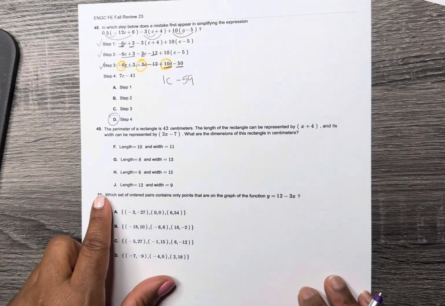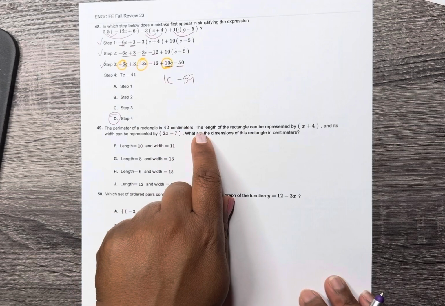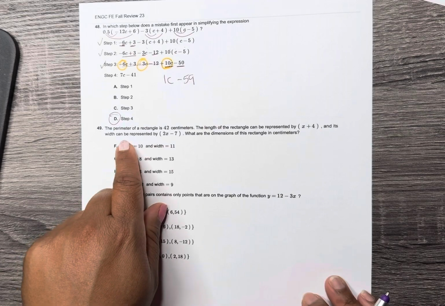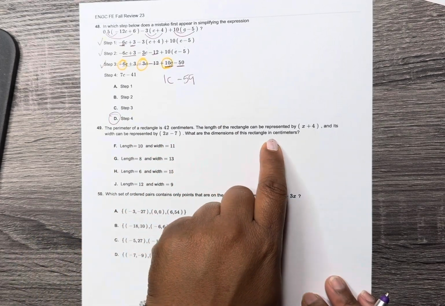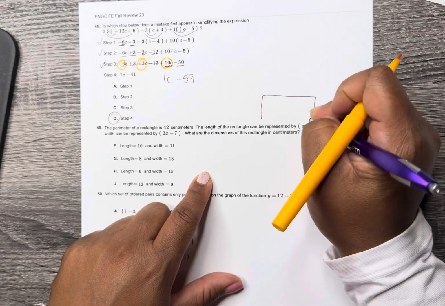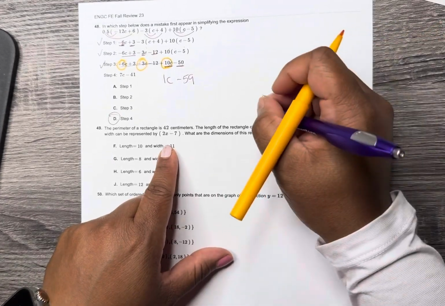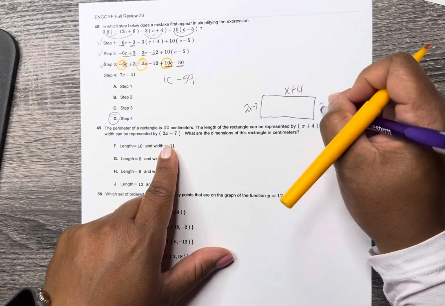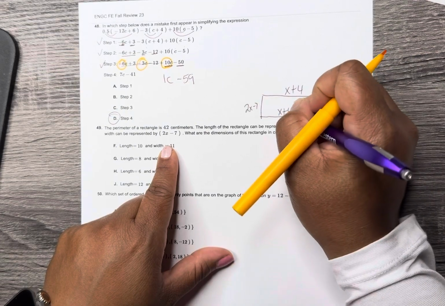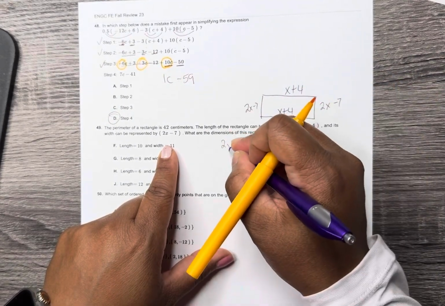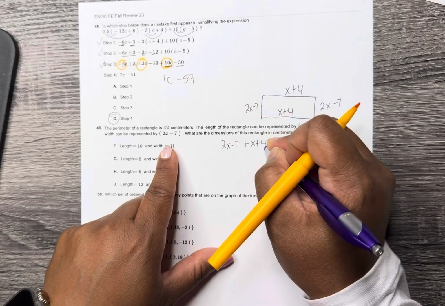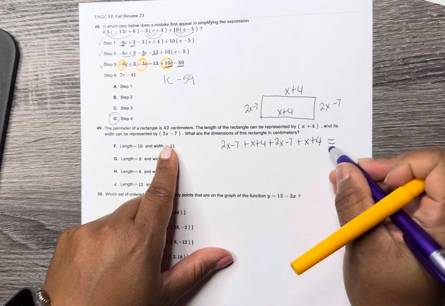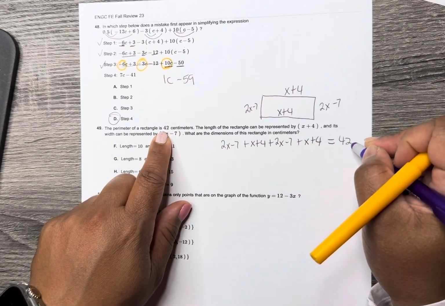When we look at 49, it says the perimeter of the rectangle is 42. The length of the rectangle can be represented by x plus 4 and its width by 2x minus 7. What are the dimensions of the rectangle? Well, the width is 2x minus 7. X plus 4 is the length. Remember, when we talk about perimeter, guys, all that means is to add all the sides. So when we add this up, 2x minus 7 plus x plus 4 plus 2x minus 7 plus x plus 4, all of it represents the perimeter, which we already said is 42.